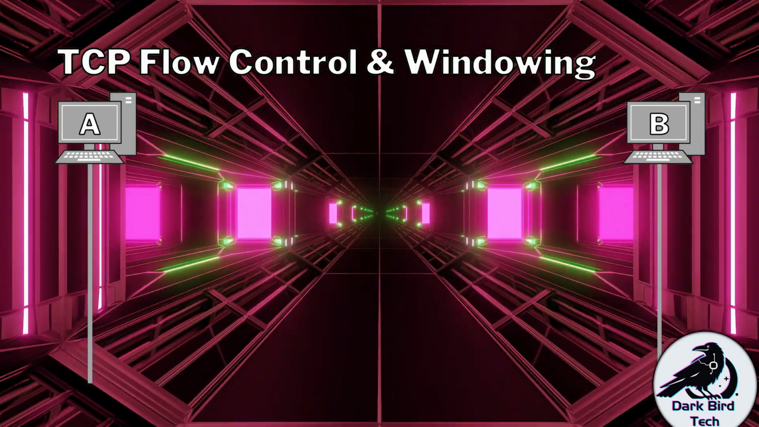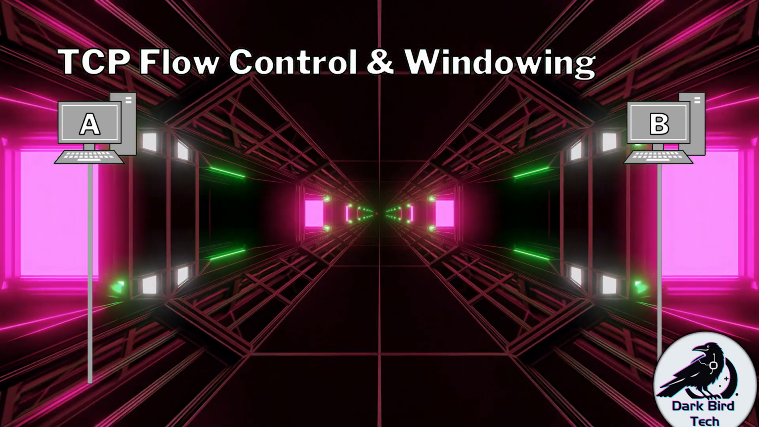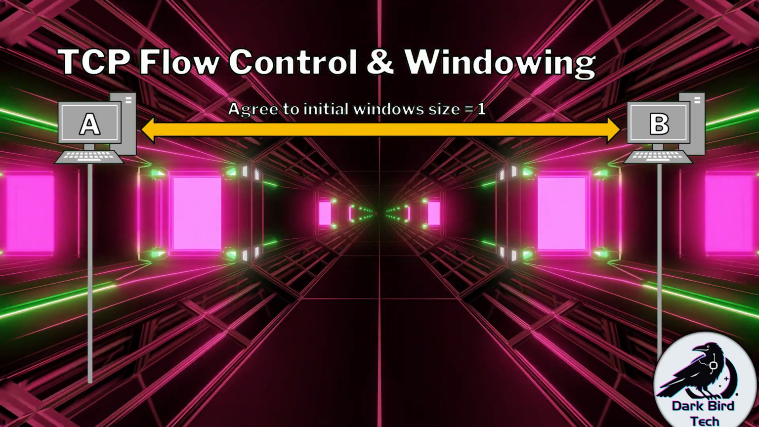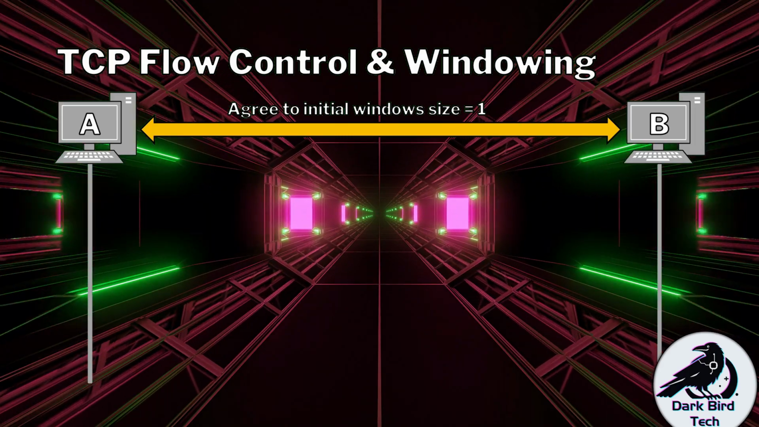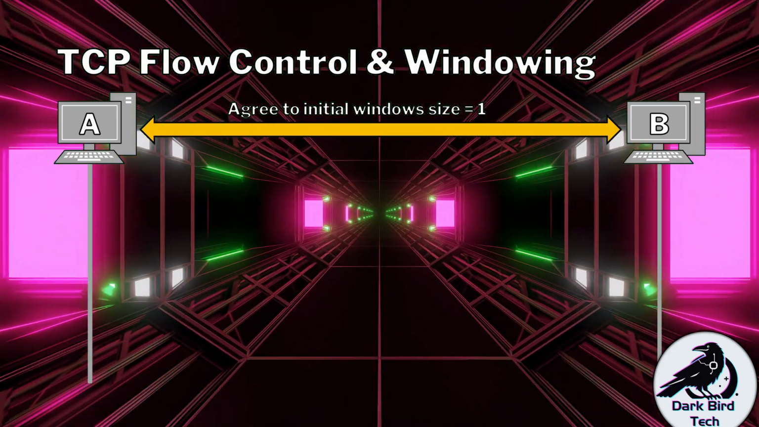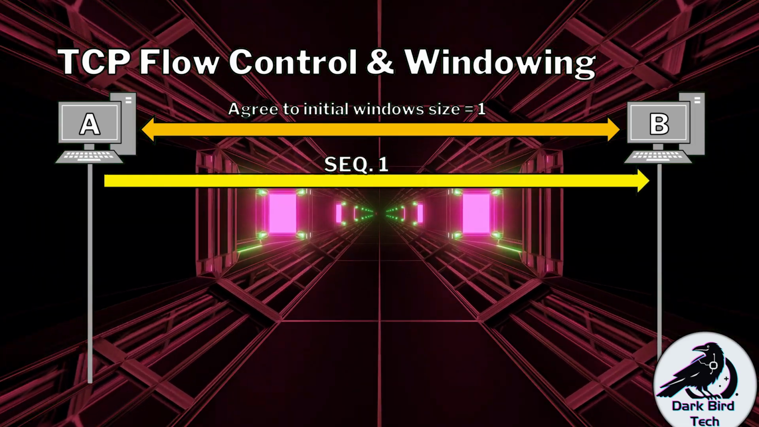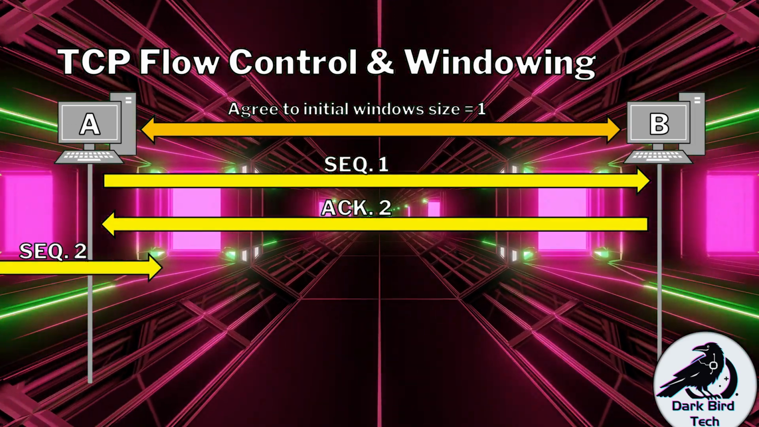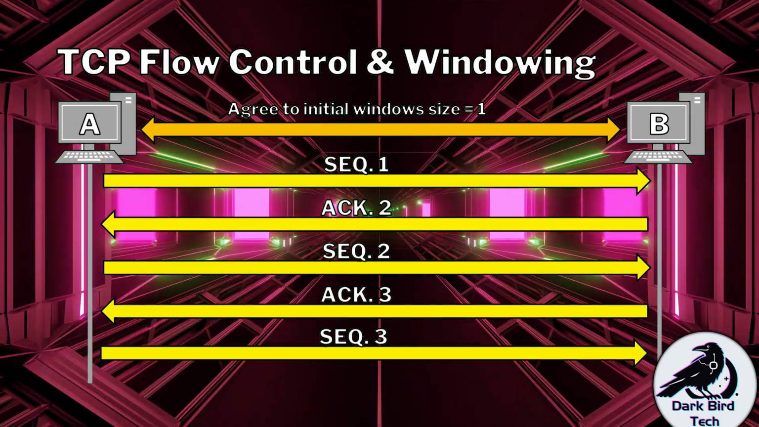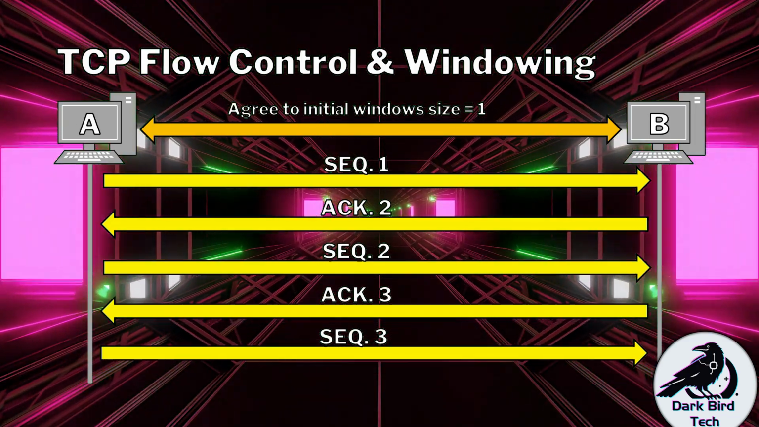But then we've got the flow control and the windowing. So as I said, the flow control is to make sure that the sender doesn't overwhelm the recipient. So let's say that they agree to an initial flow control window size of 1 sequence. In other words, 1 message at a time. So sequence 1, acknowledge I'm ready for 2. Send sequence 2, acknowledge it's ready for 3. Send sequence 3. Okay, cool.